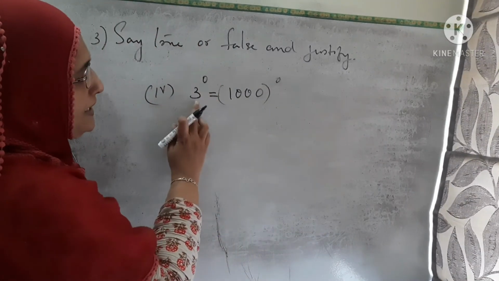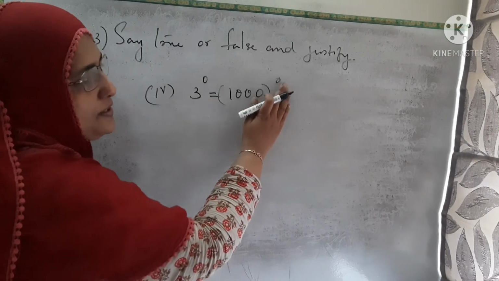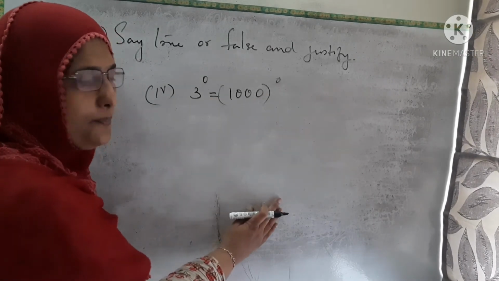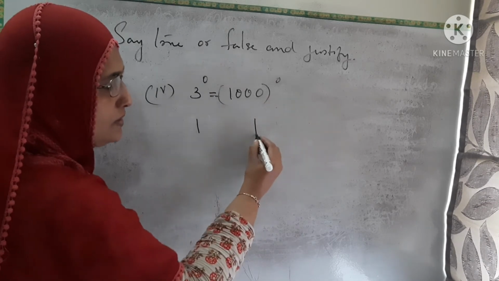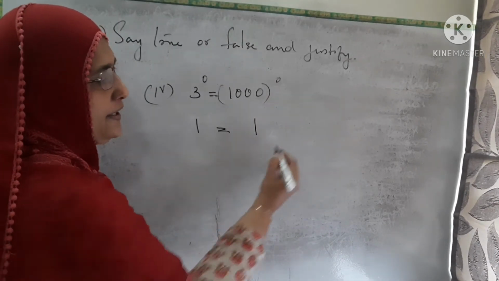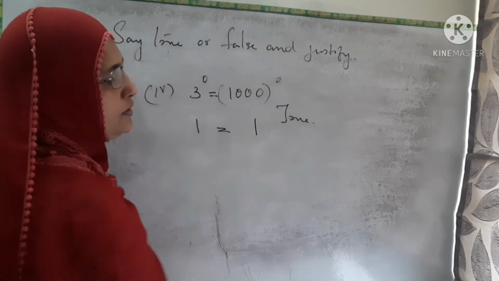Now fourth one, 3 raised to 0 is equal to 1000 raised to 0. Are they equal? What is 3 raised to 0? 1. 1000 raised to 0 is also 1. So they are equal. So this is true.